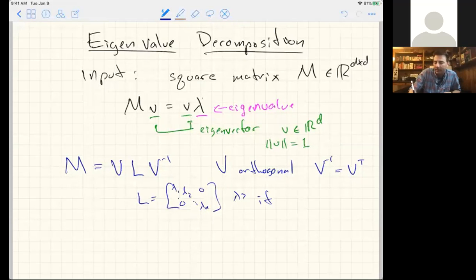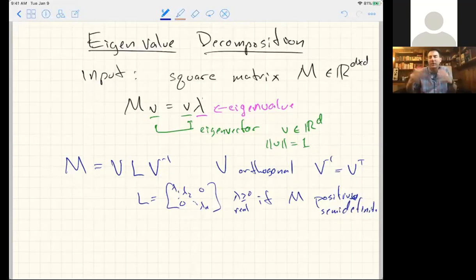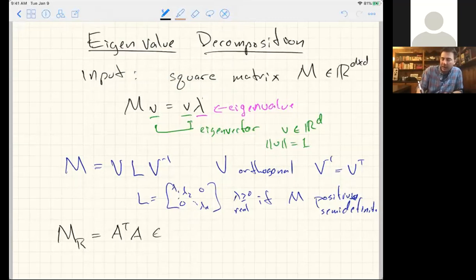These are all going to be greater than or equal to 0, and real, if M is what's called positive semi-definite. And this definition, what this really means, is kind of complicated. One way of getting it is by saying, well, we're going to turn our matrix A into this matrix M. Okay, so there are two ways of doing this. We can write M_R, for the right version of M, as A transpose A, right? So now this is going to be a D by D matrix. Or we can do M_L as A A transpose, which is going to be N by N.